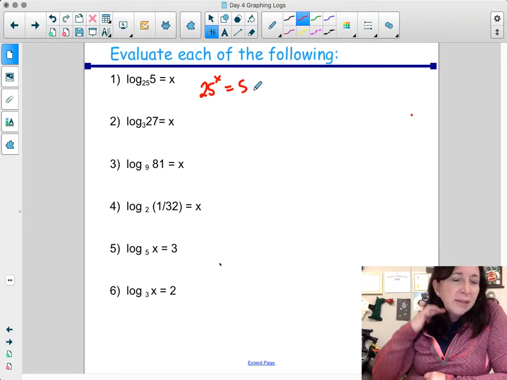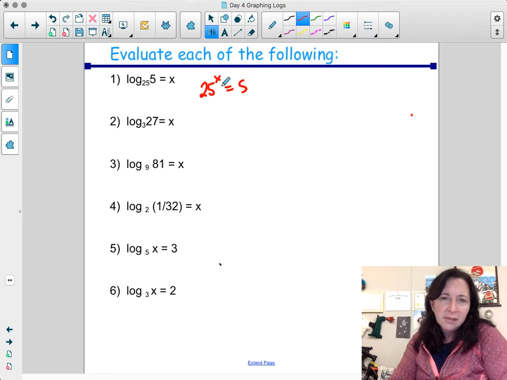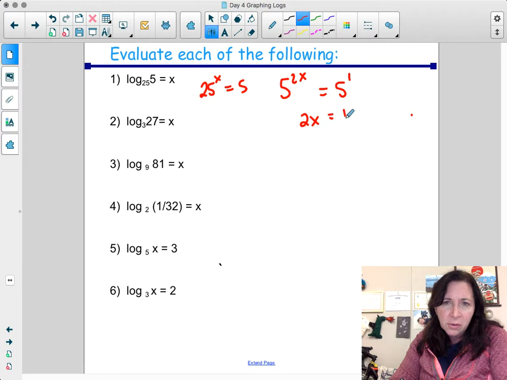If you can get the bases the same, then try to do that. Okay, so in order to get the bases the same, I'm going to take 25 and rewrite that as 5 squared to the x power is equal to 5 to the 1 power. Bases are the same. 2x is equal to 1. x is equal to 1/2.